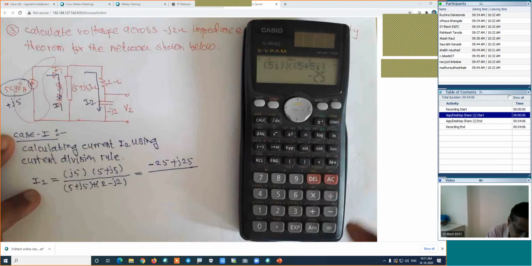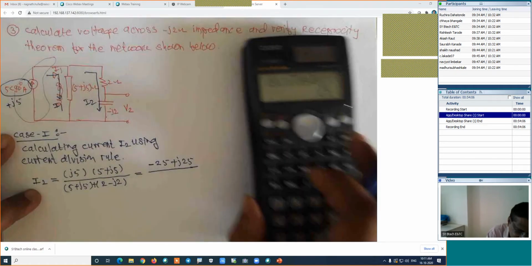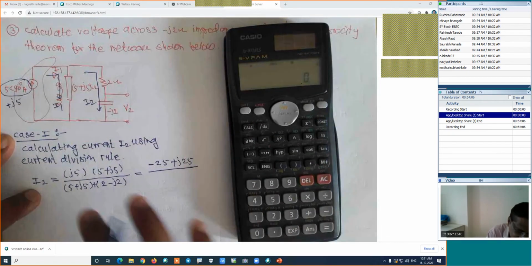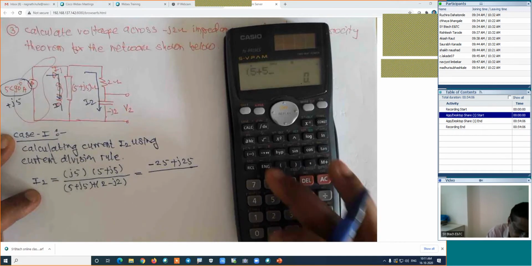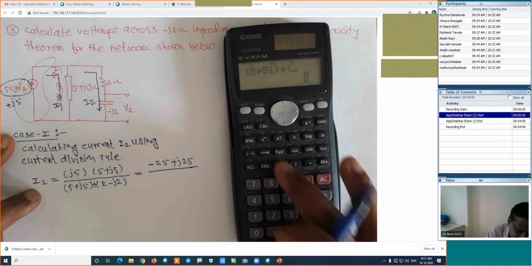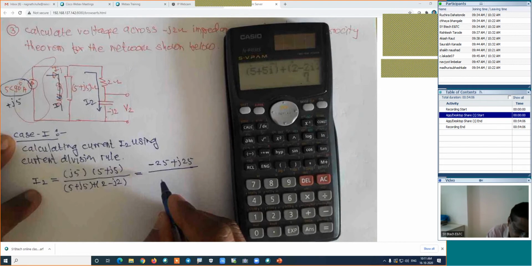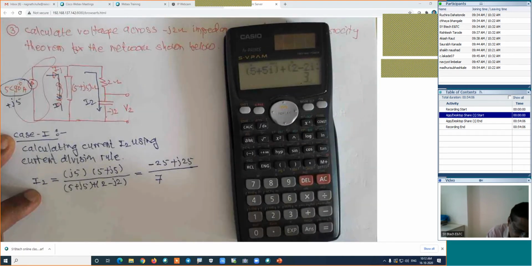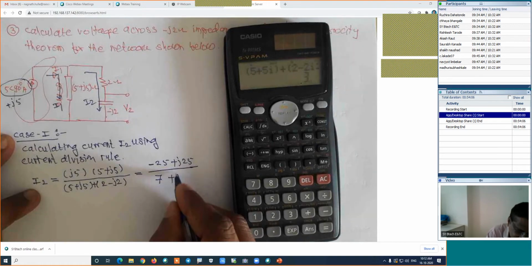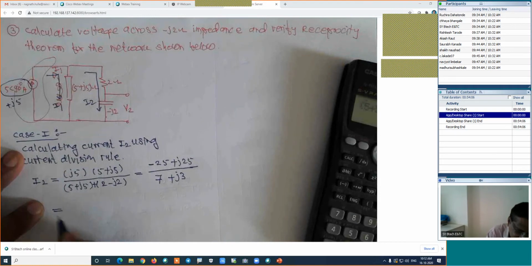The imaginary part is equal to minus j25. Absolutely fine. Then I will work out the denominator. The denominator is (5 plus j5) plus (2 minus j2), which is equal to 7 as the real part, and the imaginary part is plus j3. Is it right?